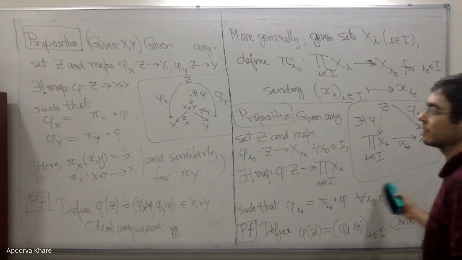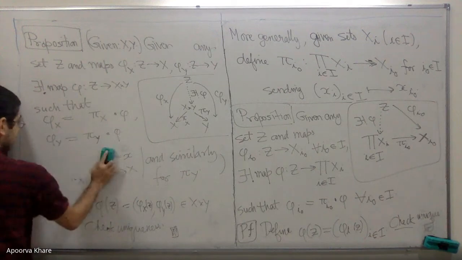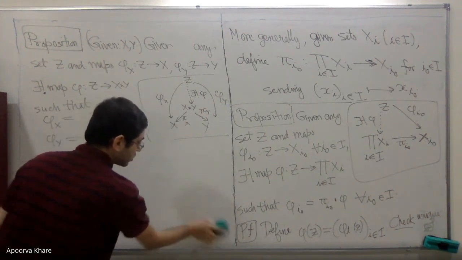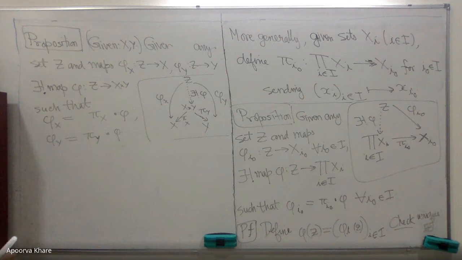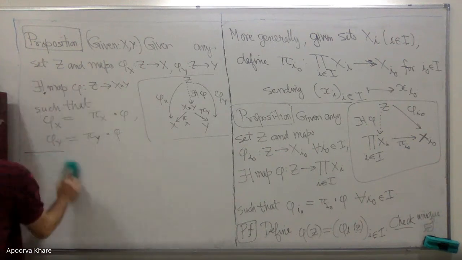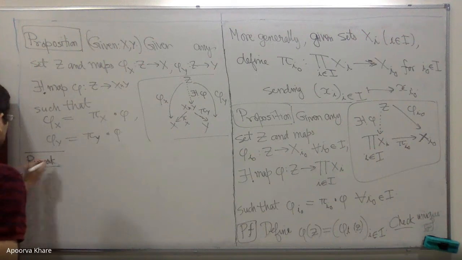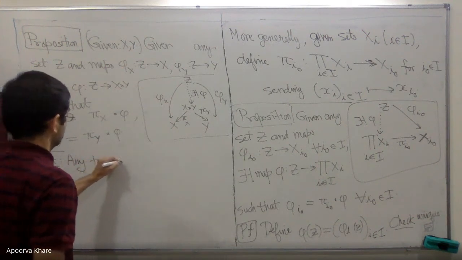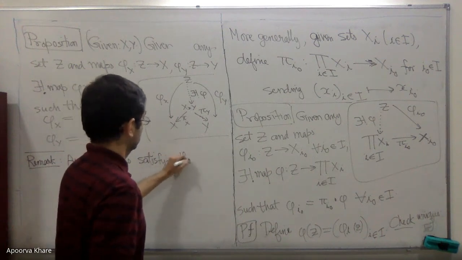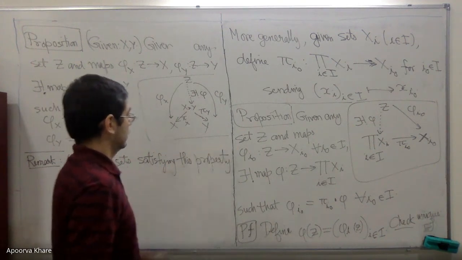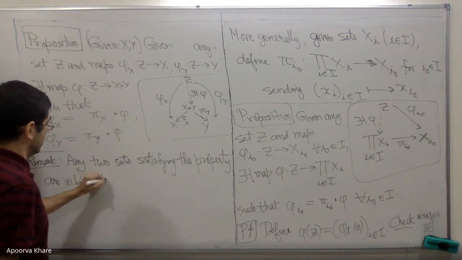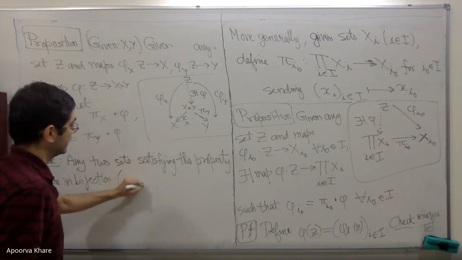So, for example, let me say the following here. This property guarantees, let me remove this part. The claim is any two sets satisfying this property, or this proposition, are in bijection. Let's call this a remark. Which is the same as saying, i.e., isomorphic in the category of sets.